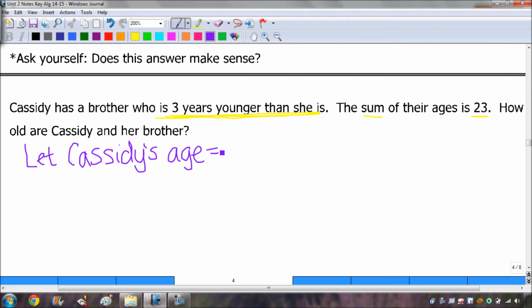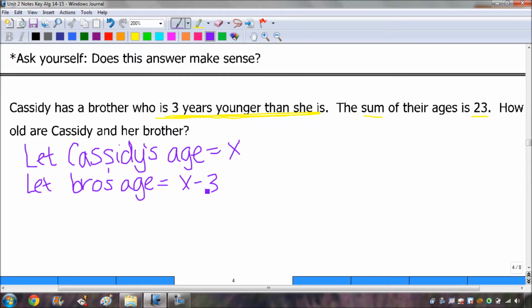So we're going to say, let Cassidy's age equal some variable because we don't know how old Cassidy is. You can call it whatever you want. I'll call it X, okay? Now that I've written that, I can write a let statement for Cassidy's brother, right? So let the brother's age equal, well, if he's 3 years younger than she is, then you have to take her age and subtract 3, so x minus 3. So I asked myself, how many things do I not know? I didn't know 2 things, so I wrote 2 let statements.